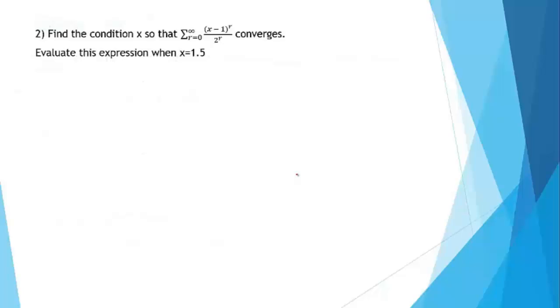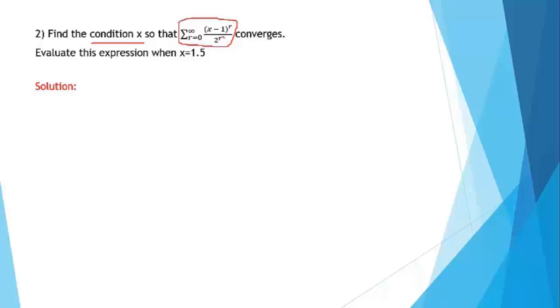Find the condition on x so that sigma of (x take away 1) to the power of r over 2 to the power of r, where r goes from 0 to infinity, converges. Evaluate this expression when x equals 1.5. So we are asked to find the condition for the series to converge. So first let's expand the expression. So substituting 0 for r would give us (x take away 1) to the power 0 over 2 to the power 0.